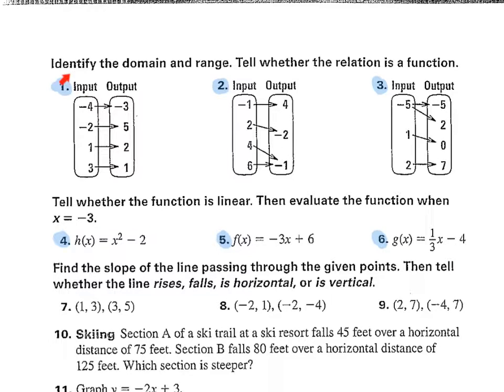So on 1 through 3, we'll identify the domain and the range and say yes or no if it is a function. So let's talk about the function part first. Remember, for each input, there can only be one output. Okay? So for every input, one output. Remember what I'd said? For one box of brownie mix, you cannot make 2 pans of brownies.